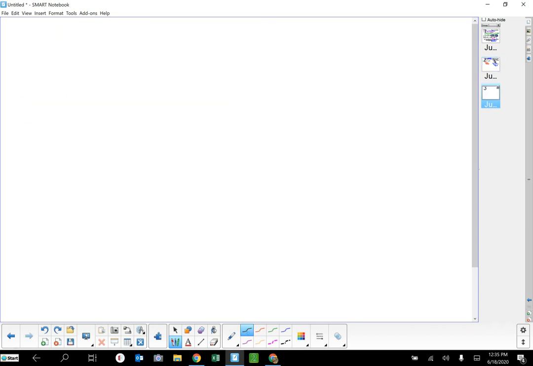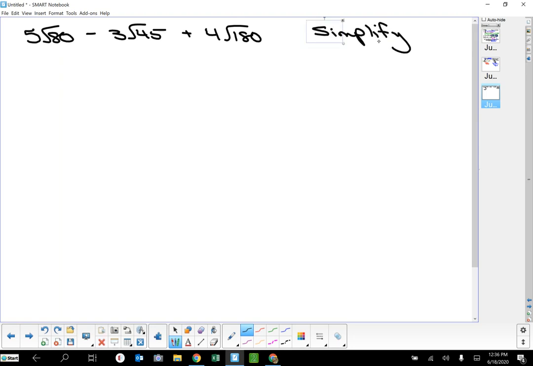Okay? Now, they're not always going to be quite so nice and straightforward looking. So what happens if you get one that looks like this? 5 rad 80 minus 3 rad 45. You might want to space these out a little bit on your paper. Plus 4 rad 180. Well, the only thing you really need to be careful about here is when you simplify these, you're going to simplify all of them and then see if you can add together. So you're going to simplify first.